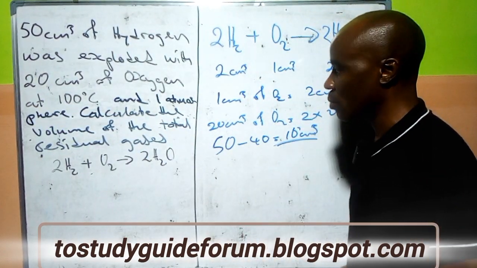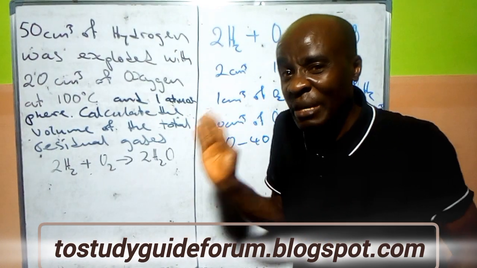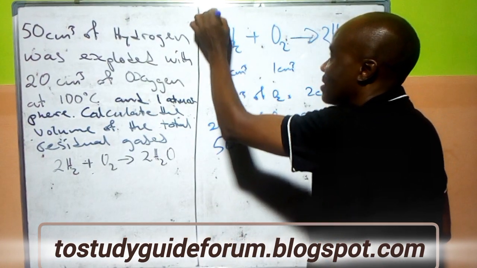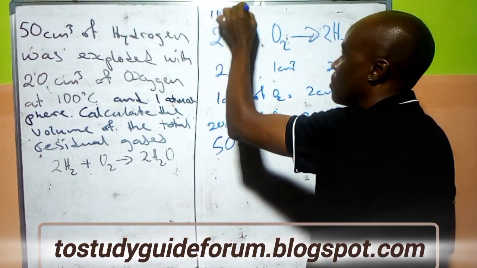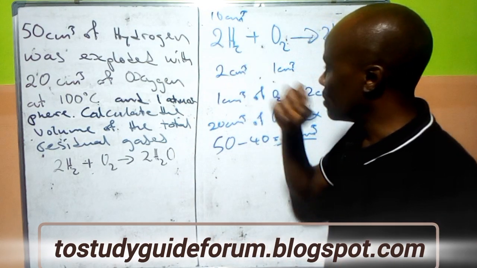So this is because the question said that total residual gases, that means the residual gas or the remaining gases we have there should be what? 10 cm cube of hydrogen. Let's just leave it there.